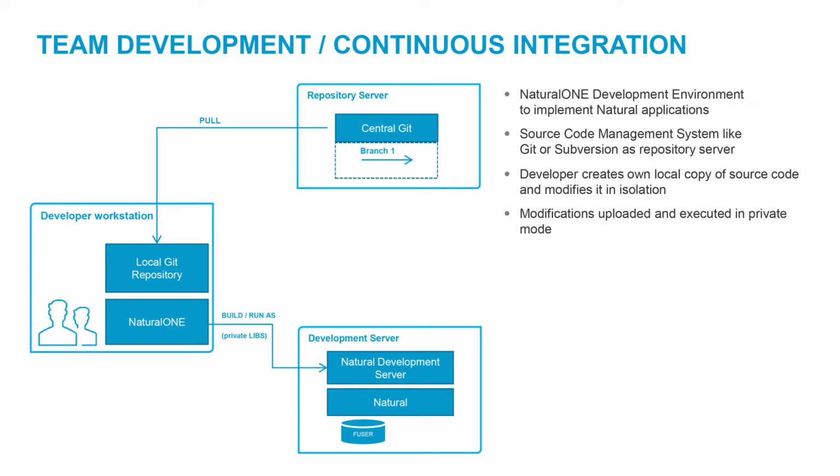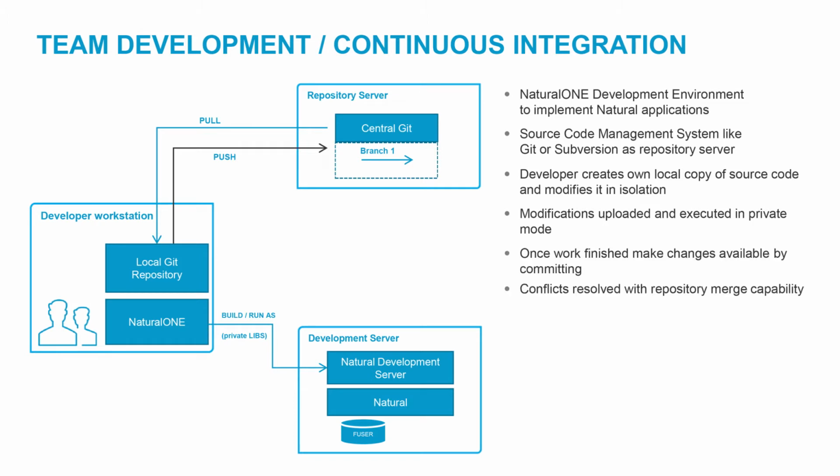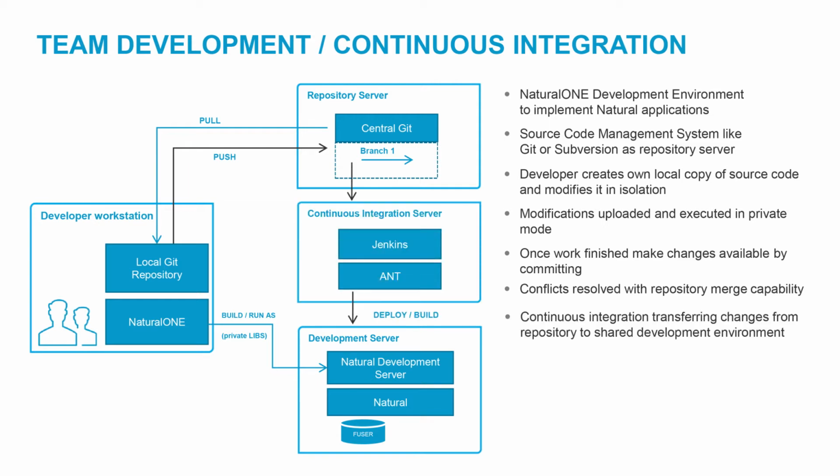Modifications are uploaded and executed in private mode, which means they don't affect other developers. Once work is finished, changes are made available by committing or pushing them to a central repository. Any conflicts that may arise are resolved with the repository's merge capabilities. Continuous integration transfers changes from the repository to the shared development environment.